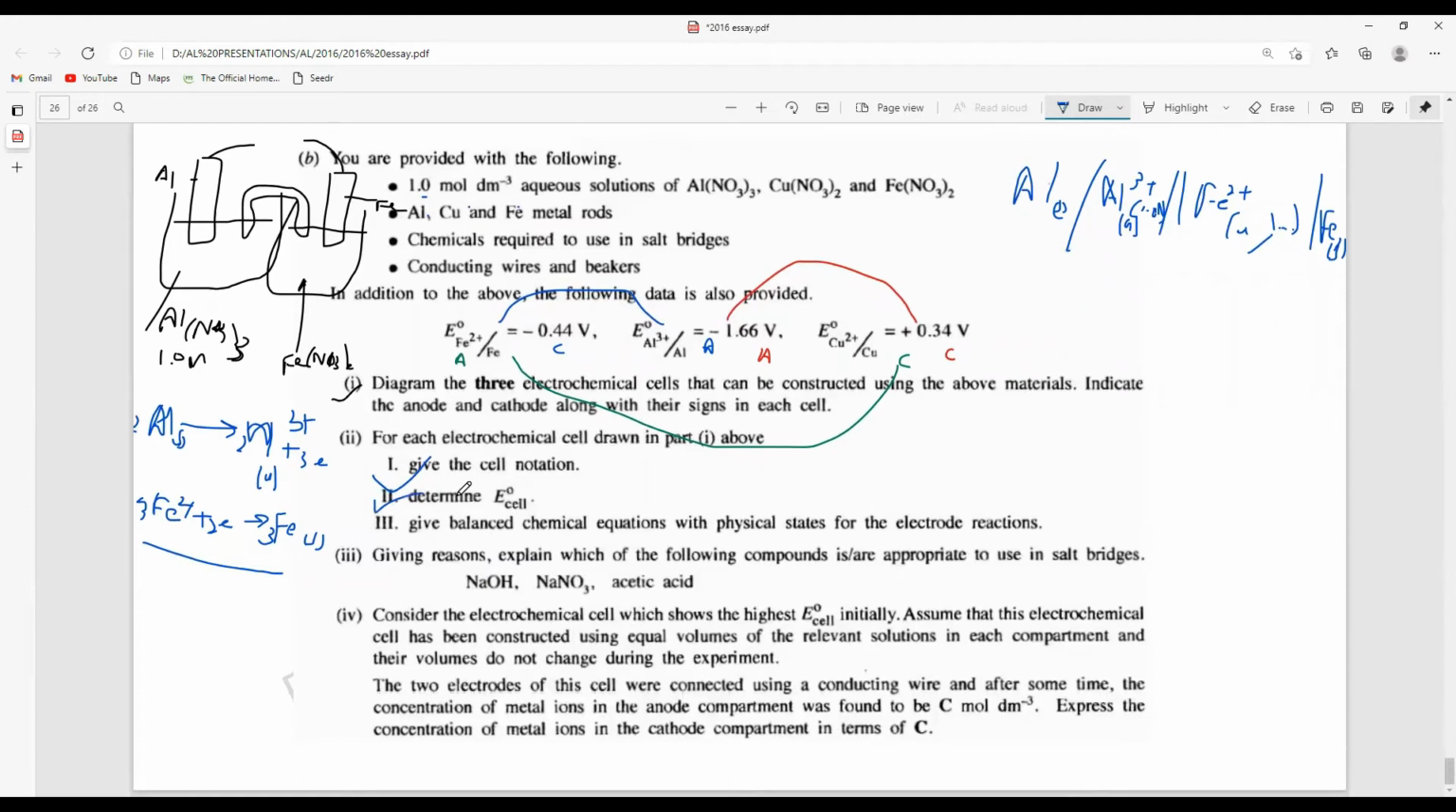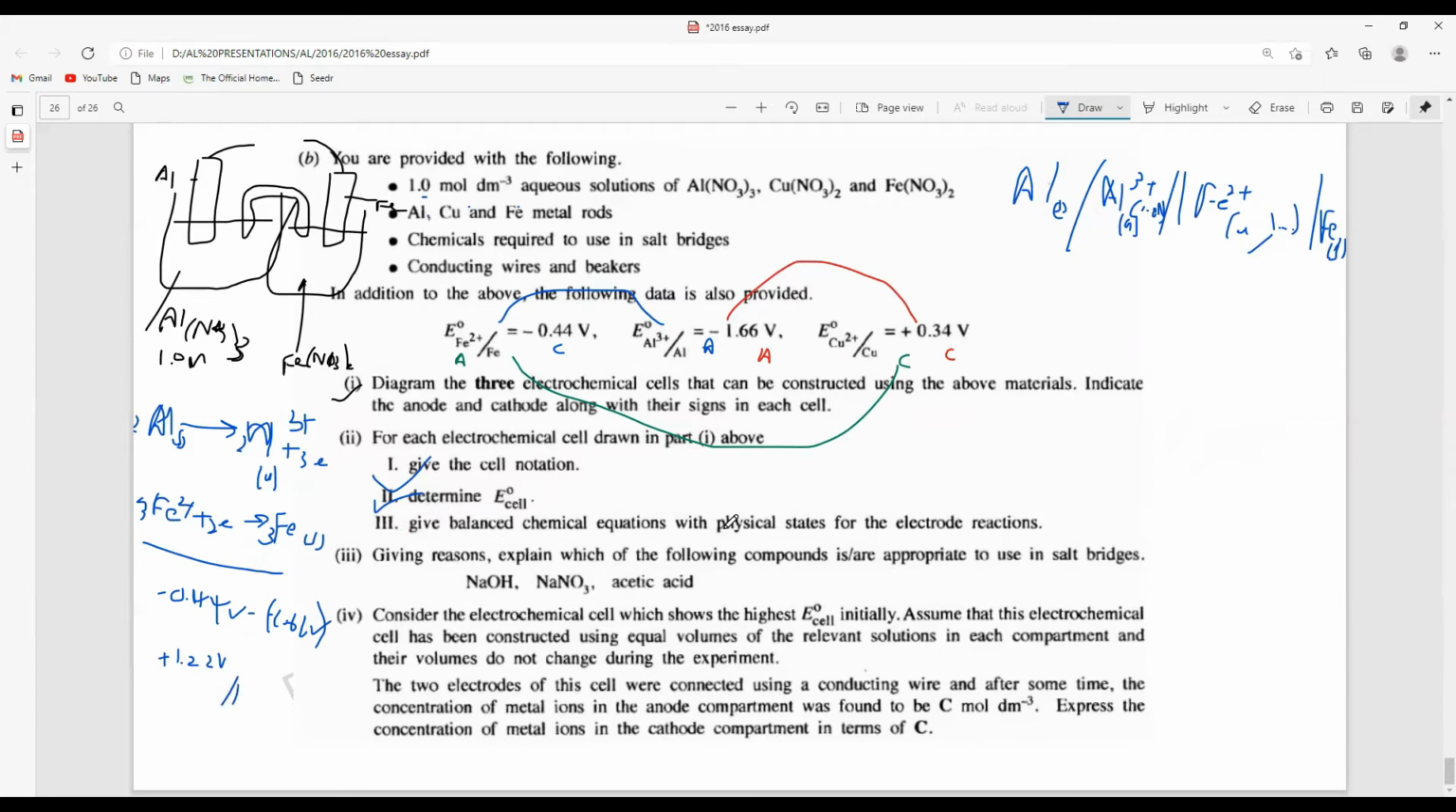Then you can determine the cell potential, E cathode minus E anode. So for this particular example, my E cathode is Fe2+, so it will be 0.44 minus 1.66 volts, right? 0.44 minus 1.66. So this will be a positive value, this will be a negative value. So it will be 1.22 volt, which is a positive value.